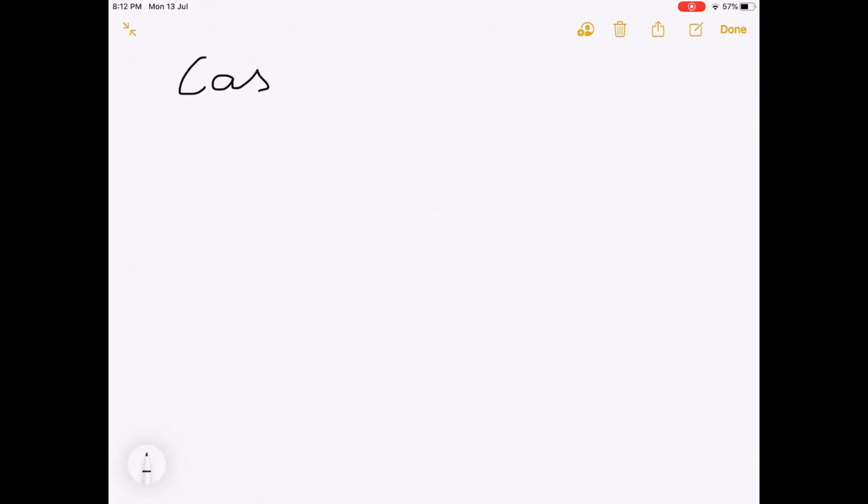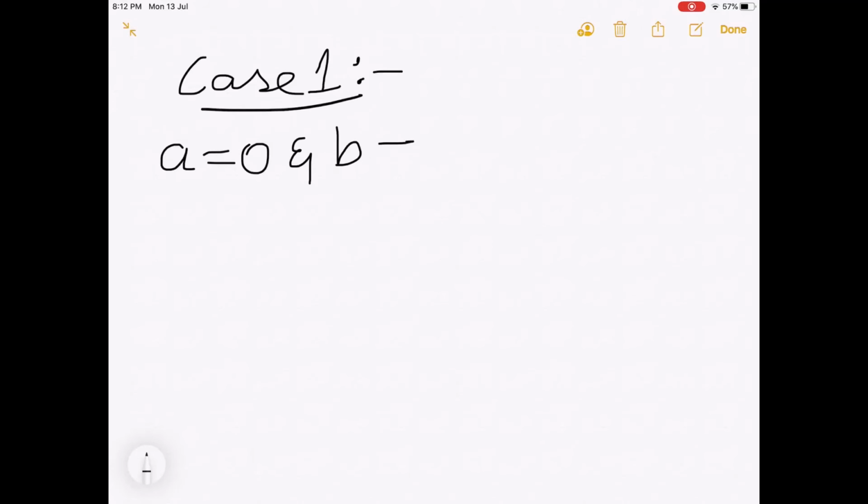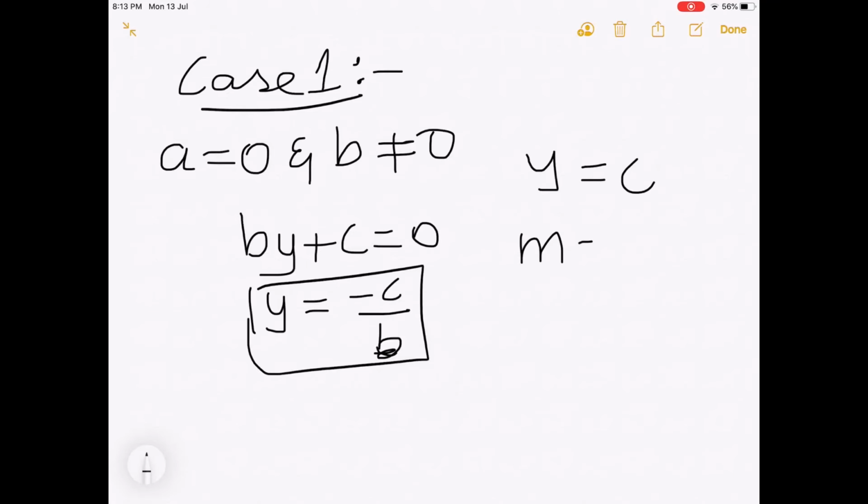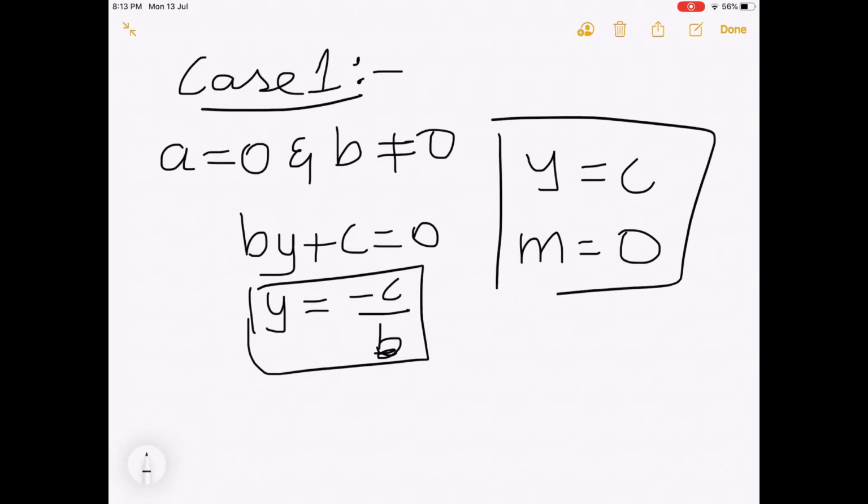So case 1. Okay? So case 1 is, the condition is a is equal to 0 and b is not equal to 0. So if this is the case, then the equation will be by plus c is equal to 0. So then if we solve for y will be equal to minus c by b. In this case, y is a constant and the slope is equal to 0, right?